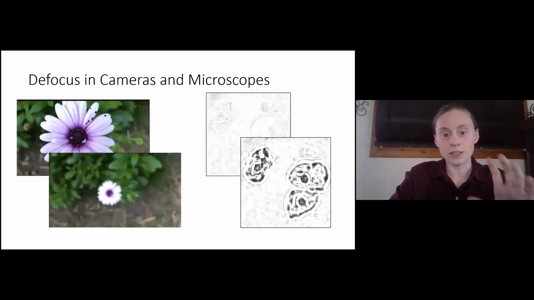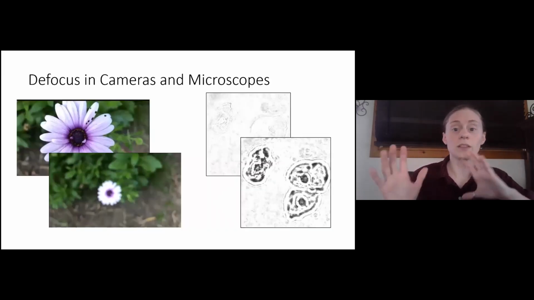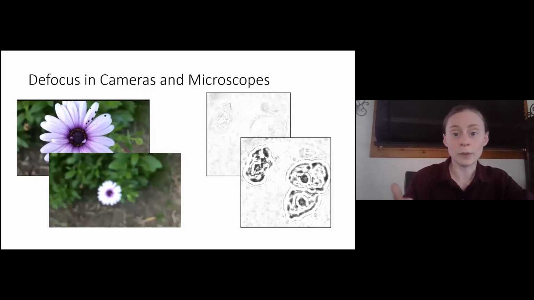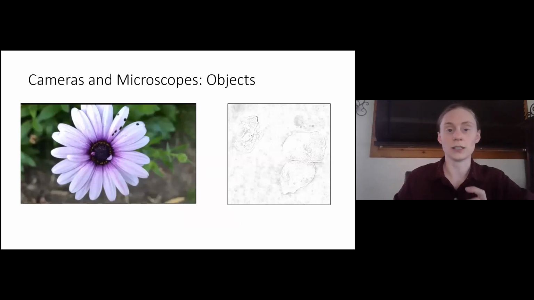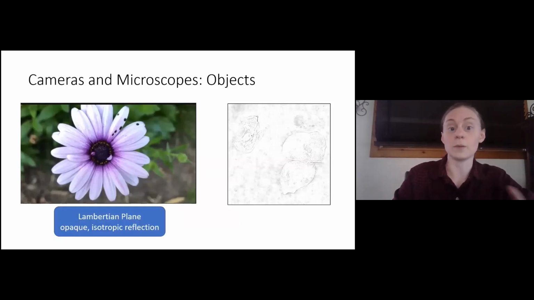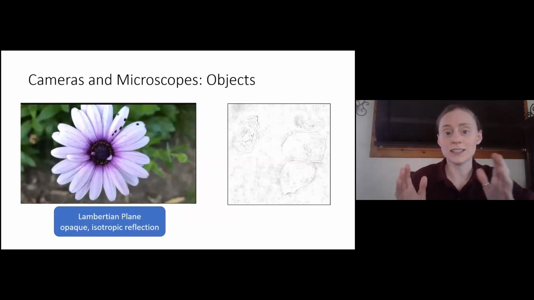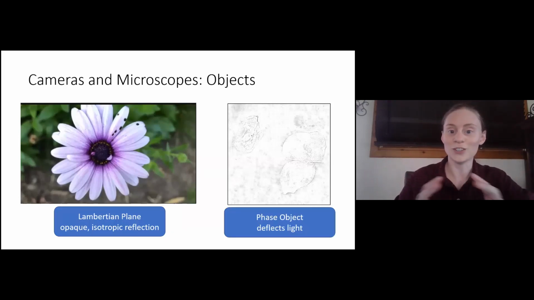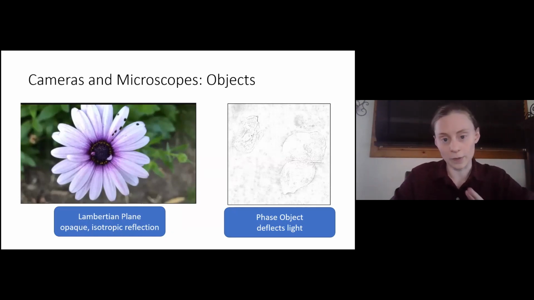When we talk about defocus in photography and microscopy, both the image content and what happens to it are very different. We can start to break that down by looking at the kinds of objects that each system typically observes. In photography, we often assume that the world is made up of Lambertian planes, which are opaque surfaces that reflect light isotropically across angles. In phase microscopy, we observe phase objects, which are largely transparent and deflect the light that is shone through them. Now, we could take this flower picture with a microscope or this cell picture with a camera, but they'd be violating common assumptions in each setting.